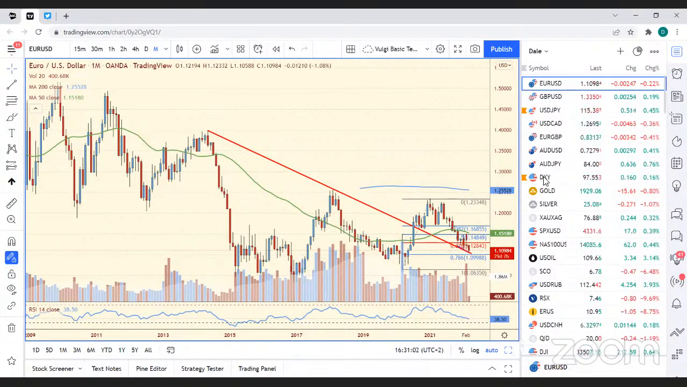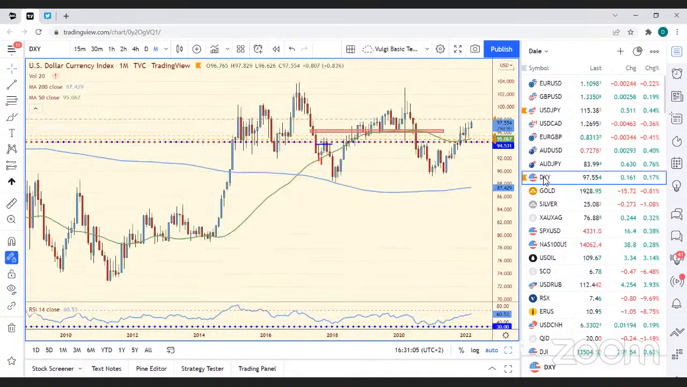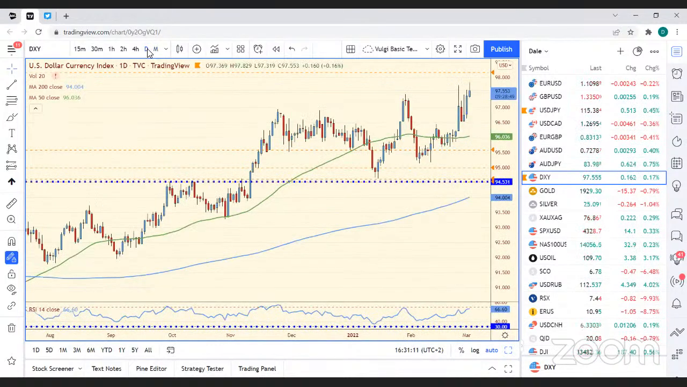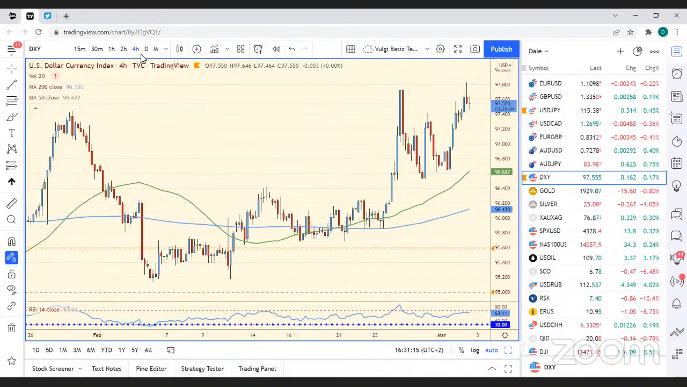The dollar didn't quite reach my targets. That's a monthly chart. I was looking for a little bit over 98. We are diverging on multiple time frames. We did make a new high up here. So I'm looking at 98.20, 98.5.